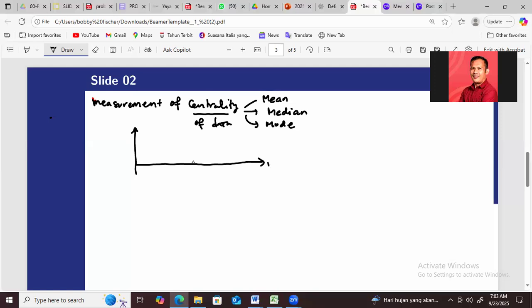This is the value, and this is the value. This is a frequency maybe. Frequency, and this is the value. Okay. Then you have a zero here, and then you have a positive number increase in this direction, and also the frequency increase in that direction.